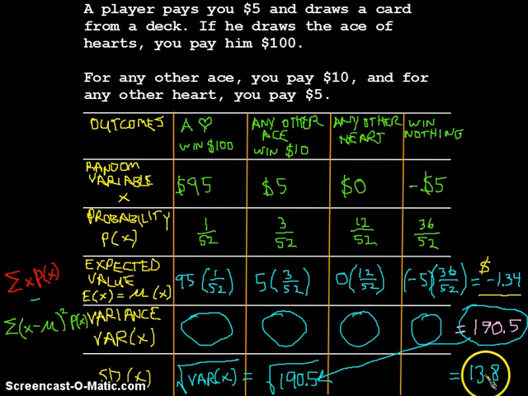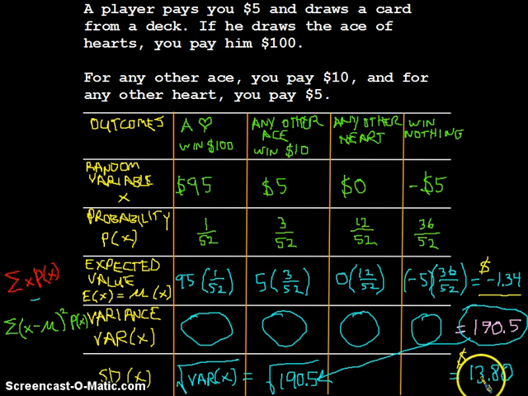Now, once again, I'm going to ask you the question, what is the meaning of this 13.8? I want you to think about it in the context of this overall problem. What does it mean to get a result of 13.8 like that? Go ahead and pause the video and then I'll tell you. Well, first of all, the 13.8 is really $13.80, just like the expected value, just like the mean was. The mean had units of dollars, and the standard deviation has units of dollars.